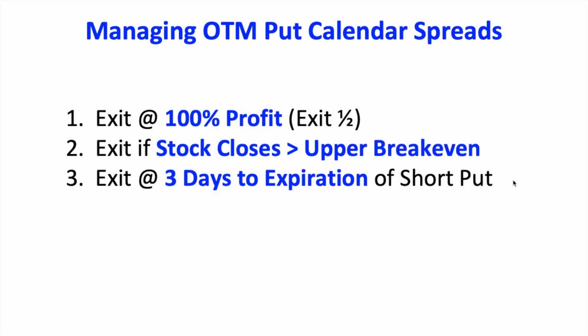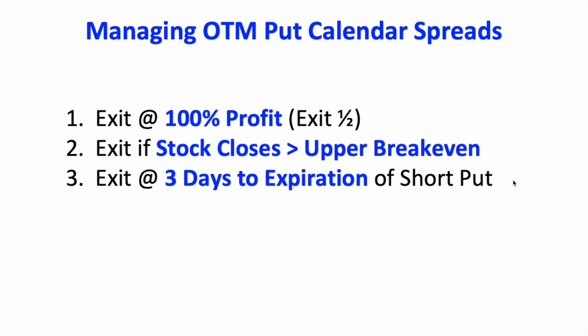So how do you manage these things? How do you get out of them, basically? I've told you how to get in, but you need to know when to exit. So certainly, if you've doubled your money, consider exiting, taking the profit off the table. Another smart thing to do is exit half and take the rest to expiration, or to the following exits.